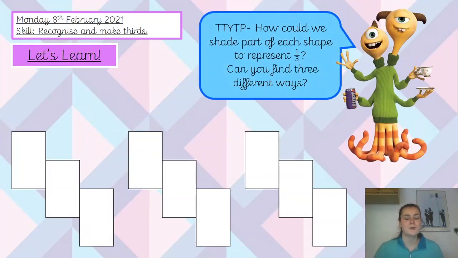Okay, talk to your talk partner then. How could we shade part of each of these shapes to represent 1/3? And I'd like you to have a go at finding 3 different ways. So you don't need to write anything into your book, but you can just have a little chat, pause the video and have a go at that now.